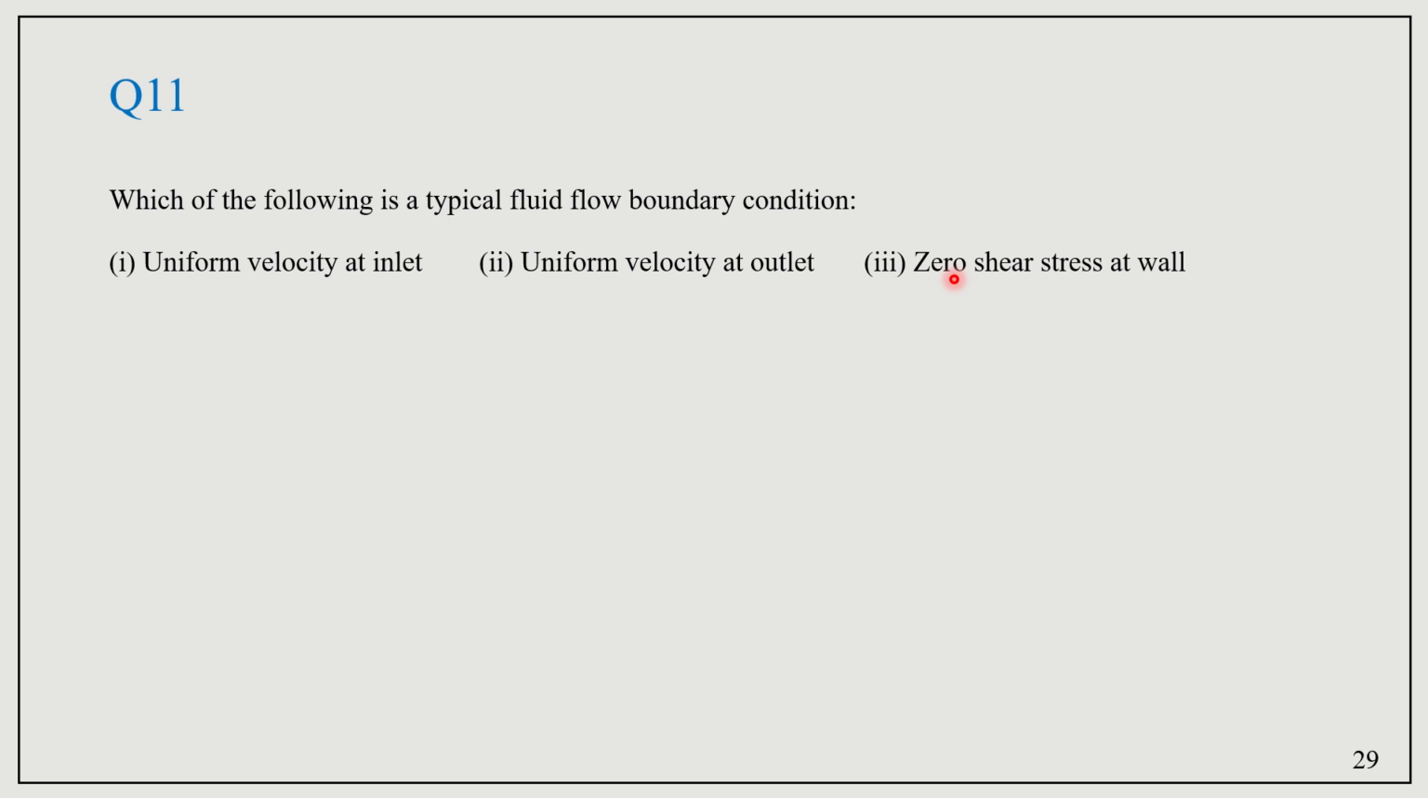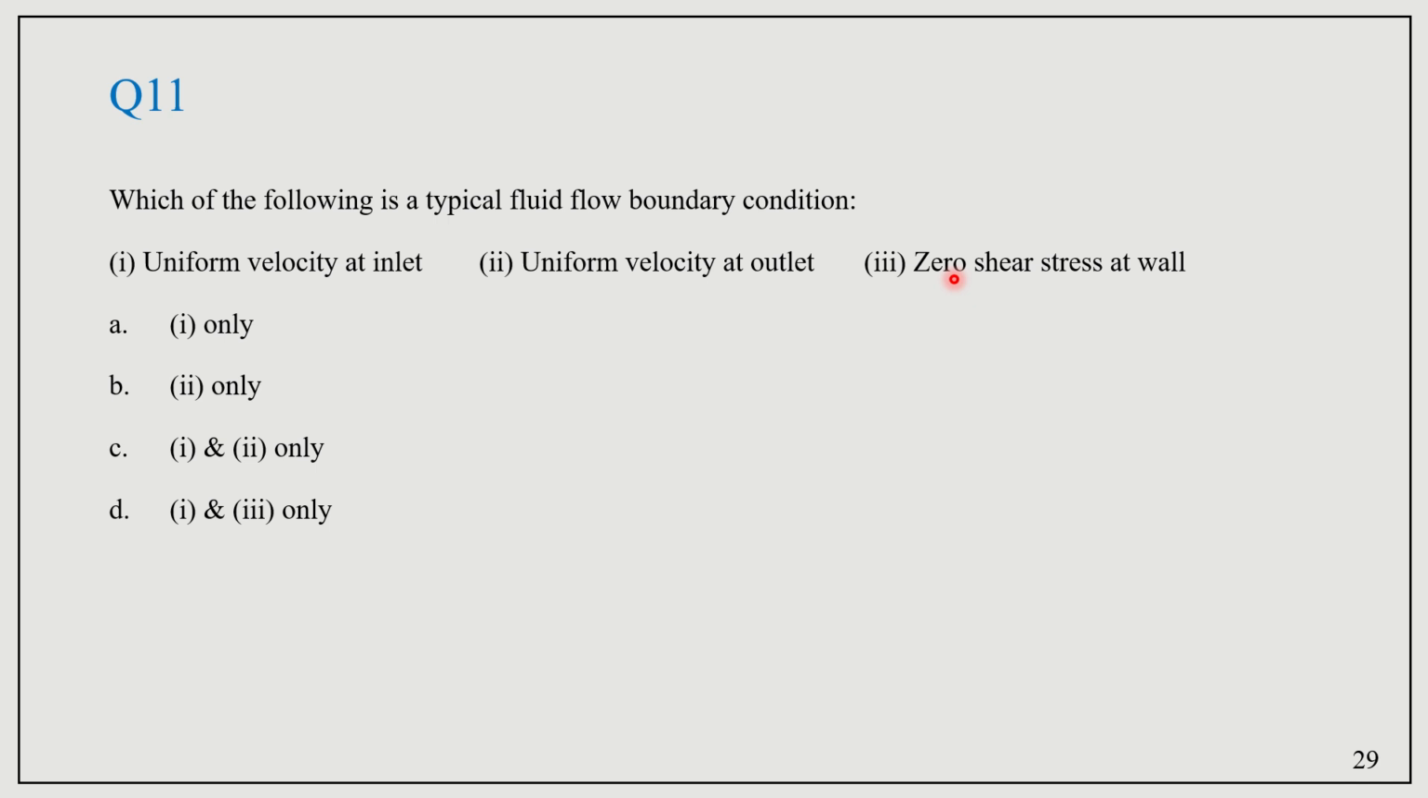We look at the options anyway once. Option A, 1 only. Option B, 2 only. Option C, 1 and 2. And option D, it is 1 and 3. Option A is the right answer, because in the question it is asked which is a typical fluid flow boundary condition.